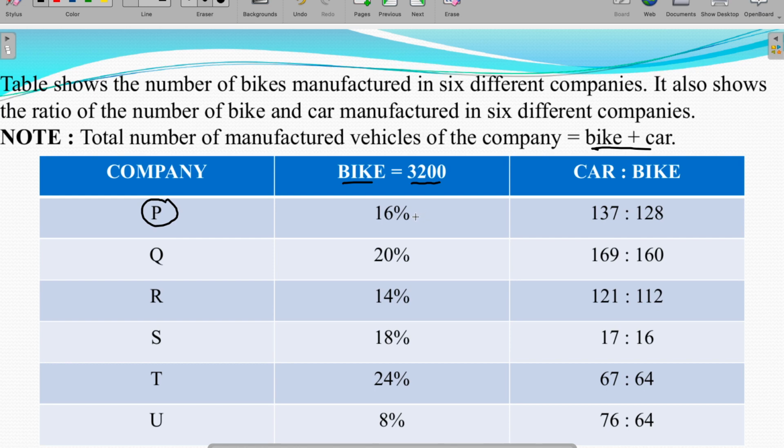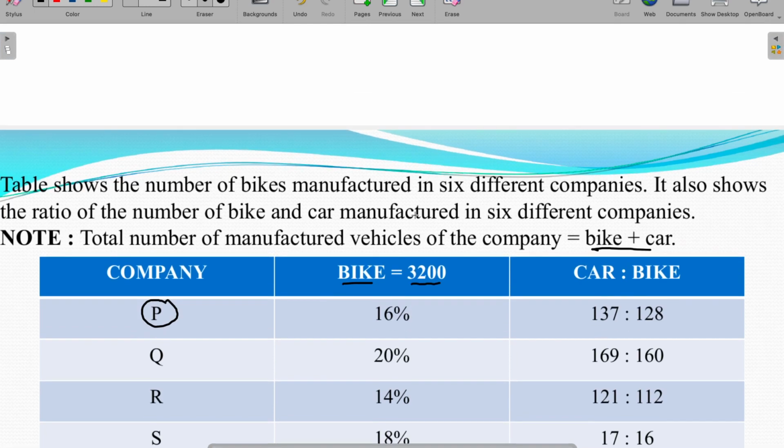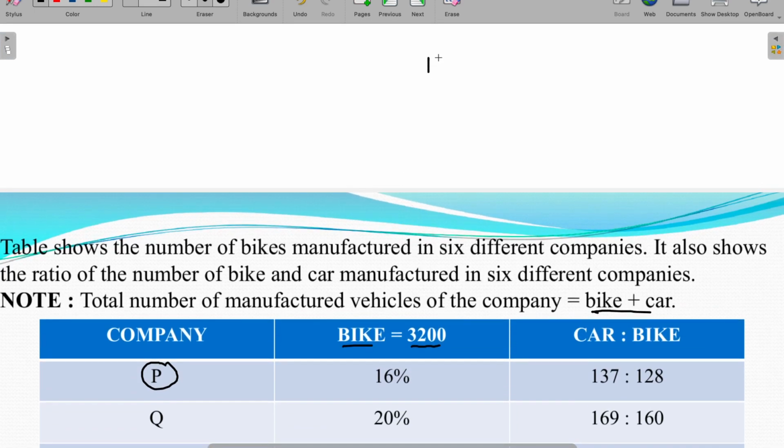Suppose I want to find out how many cars are manufactured. We have to calculate like this: 16 percentage of 3200, that is 16 into 32. This is equal to the bike ratio. Bike is to car is 128 and 137. 128 parts is equal to 16 into 32. I want to find out cars, which means 137 parts, how much?